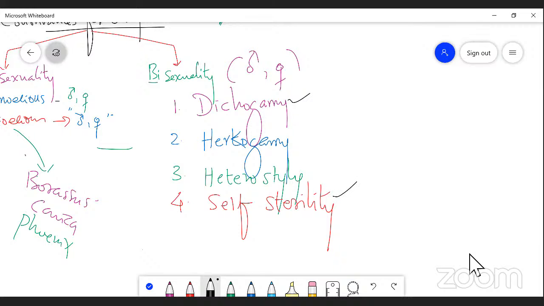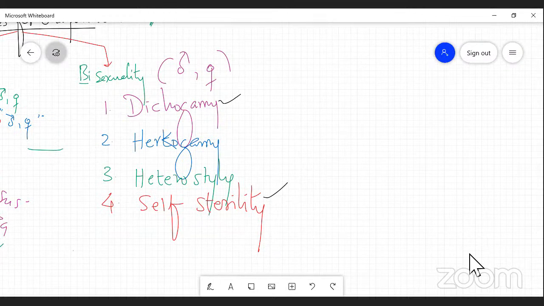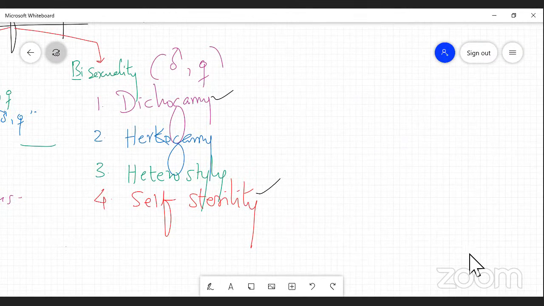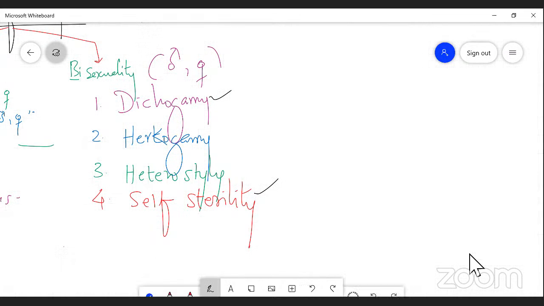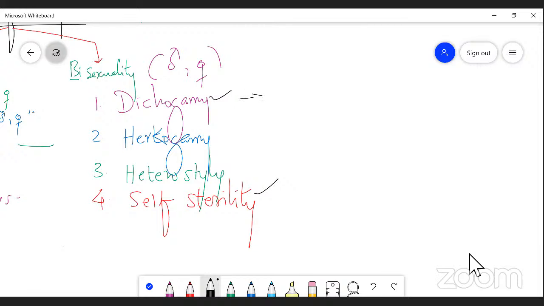Let me take dichogamy. Dichogamy means the development of the male and female parts of the flower at different times. Either the anther matures first or the gynoecium attains maturity first. That is called dichogamy.